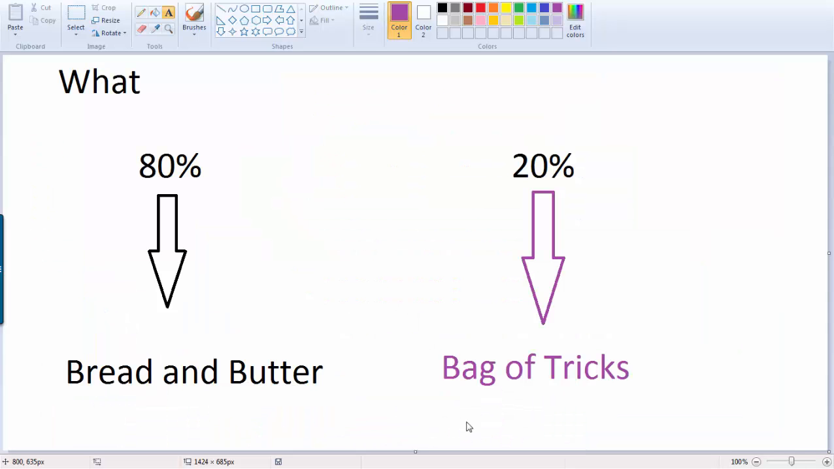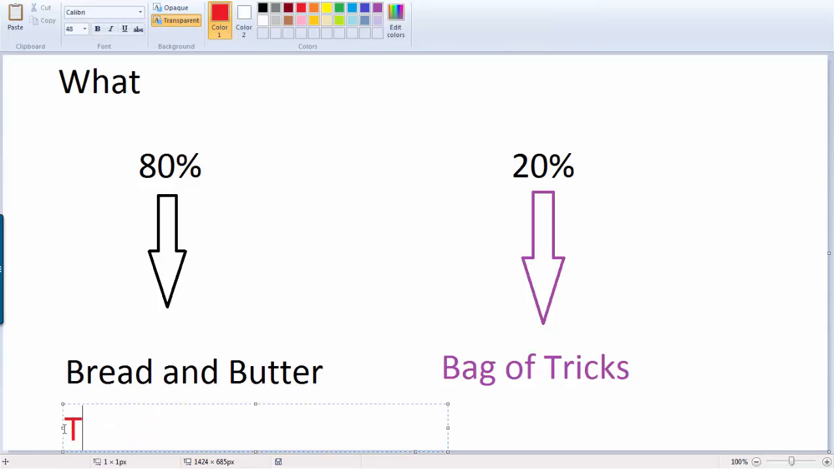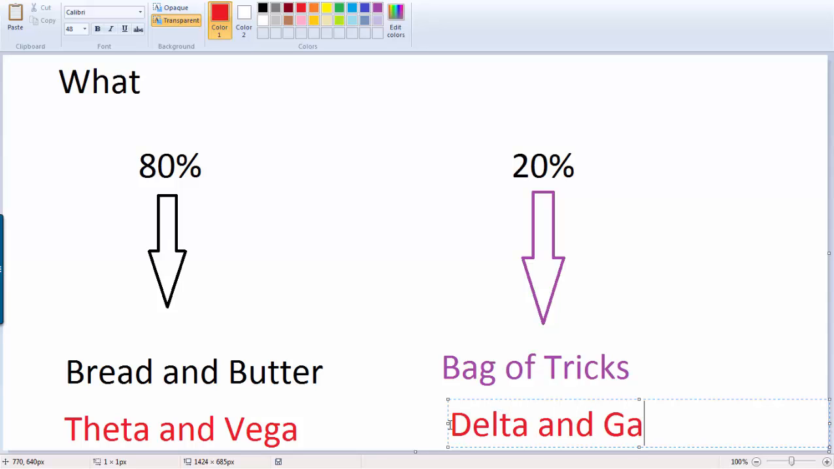So 80-20 rule, Christian, back to your original question, 80% of the time I focus on my bread and butter. 20% of the time I do bag of tricks stuff. What does that mean? Bread and butter are going to be volatility and theta strategies, period. The bag of tricks are going to be delta and gamma strategies. So for me personally, because I think volatility, theta and vega for me. Okay, and then the bag of tricks is going to be delta and gamma.